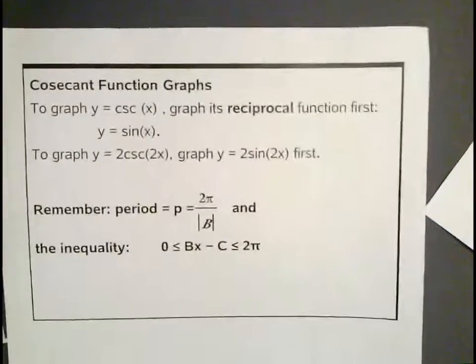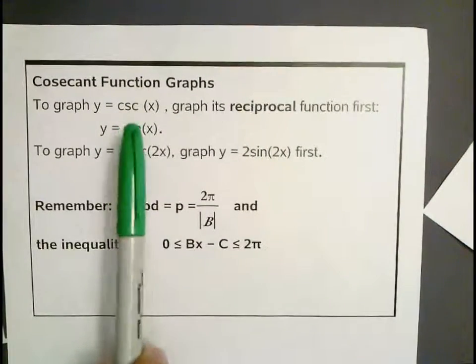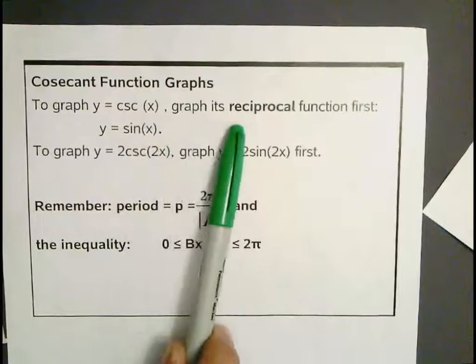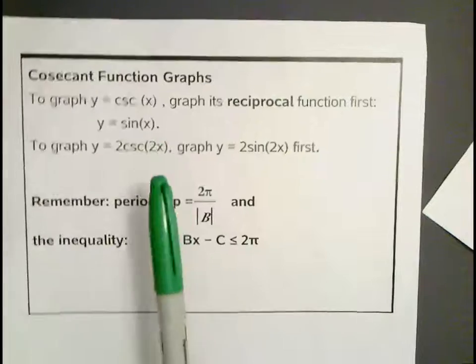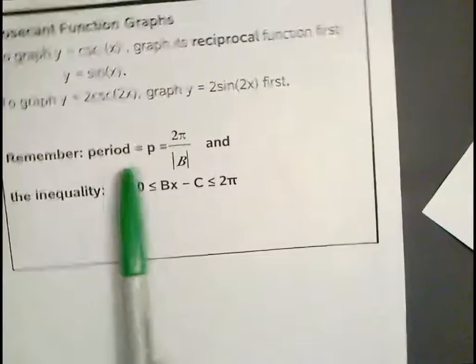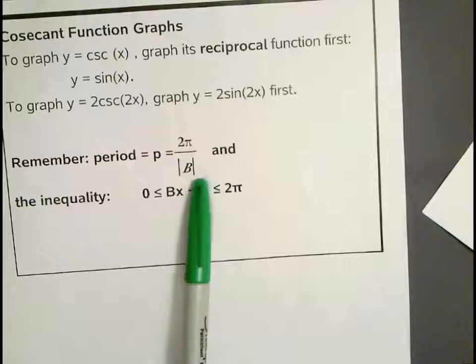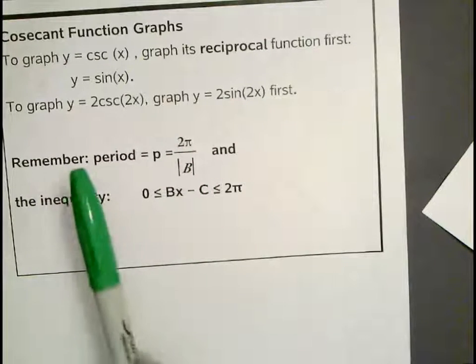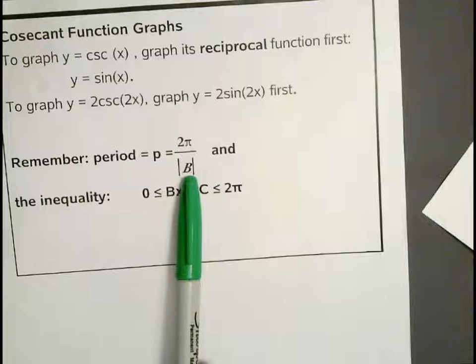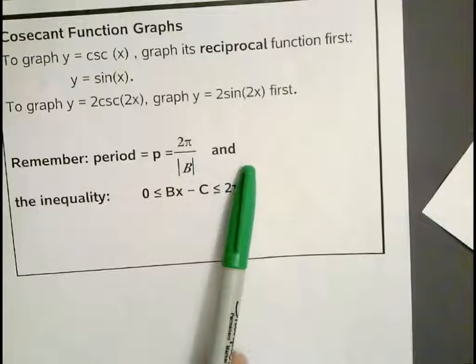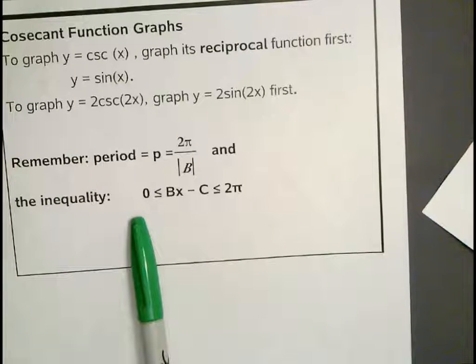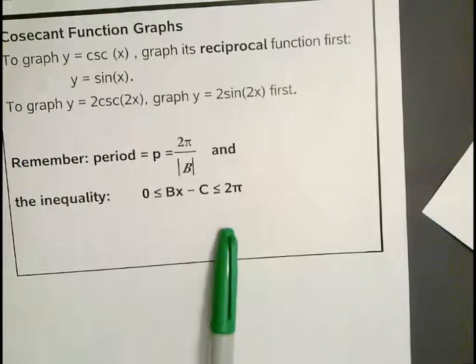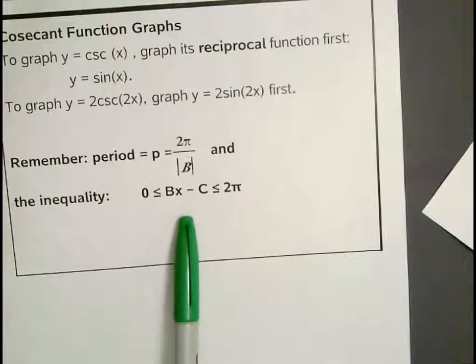Now, here, we're going to graph y equals cosecant of x. The very first thing we've got to do is graph its reciprocal first, which is sine of x. Here, the period this time is 2 pi divided by the absolute value of b. Just like for sine and cosine, period is 2 pi divided by the absolute value of b, the number of radians it takes to complete one cycle. Here is the inequality that we're going to use for the cosecant, just like we use the same inequality for sine and cosine: 0 less than or equal to bx minus c less than or equal to 2 pi.